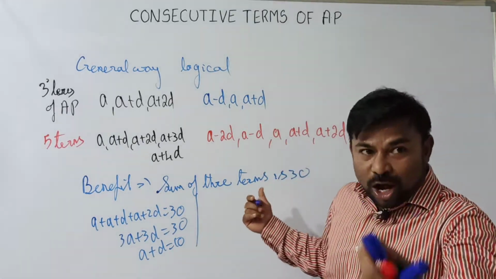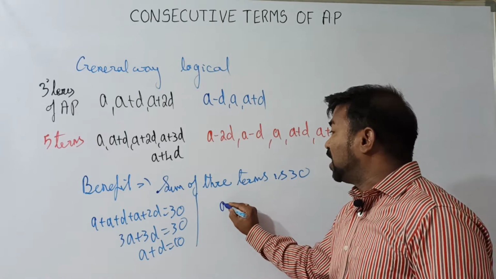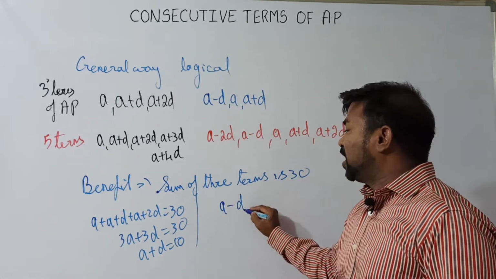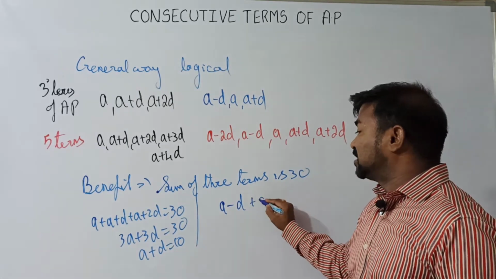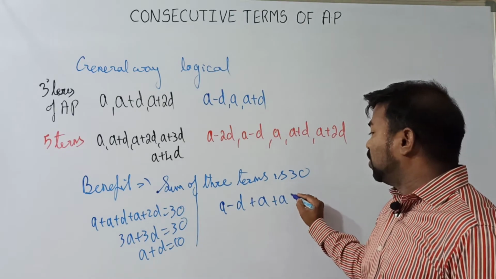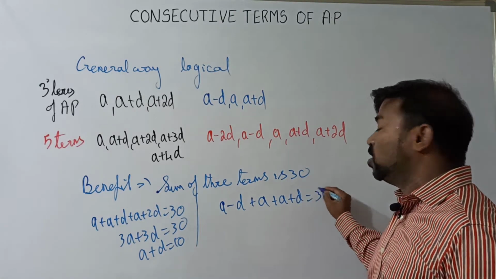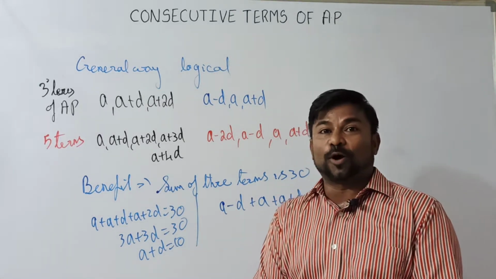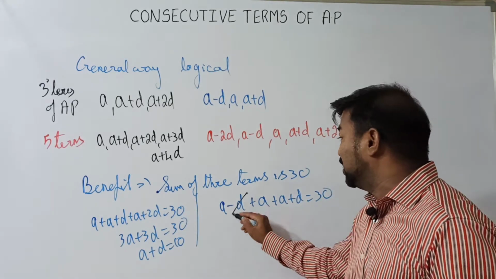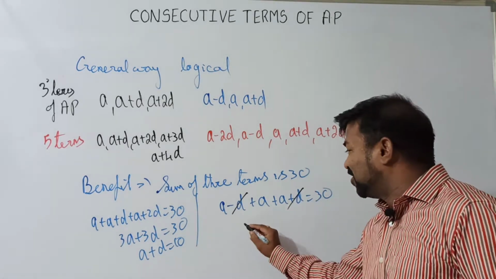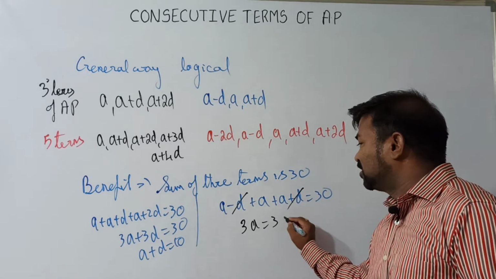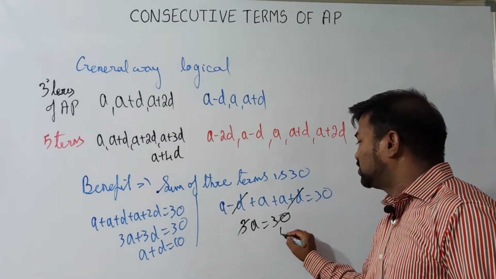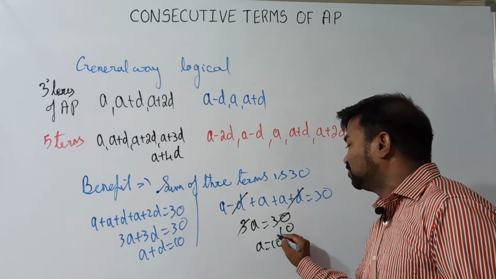Suppose if you take our logical terms, it's nothing but if you take three terms, a minus d as the first term, a as the second one, and a plus d as the third one, what will happen? If you check it out properly, one of the variables is getting cancelled. So 3a equals 30, right? So a is equal to 10.